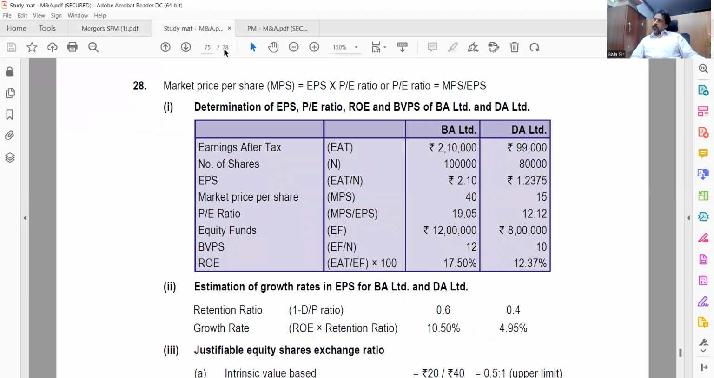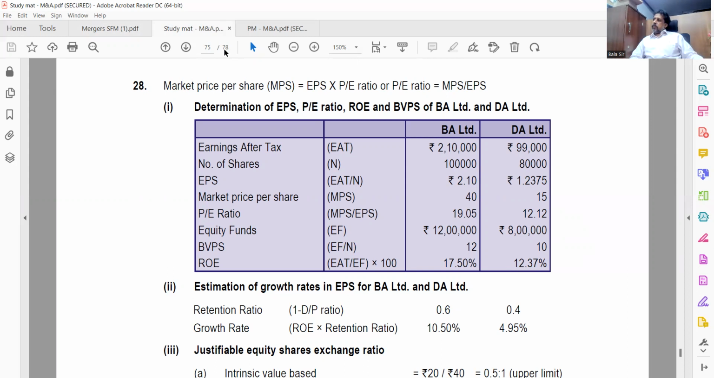Market price per share is equal to earnings per share into PE ratio, or PE ratio is equal to market price per share divided by earnings per share. It's a very popular formula. So, determination of EPS, PE ratio, return on equity and book value per share of BA Limited and DA Limited. Earnings after tax is given as 2,10,000 under BA and 99,000 under DA. Next, the number of shares: 1,80,000.